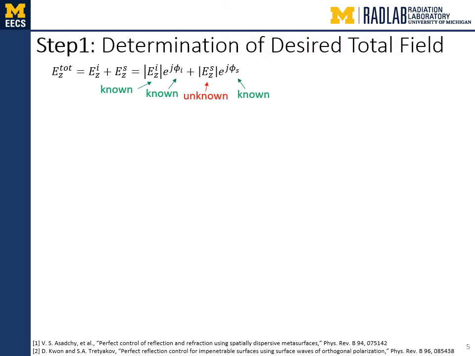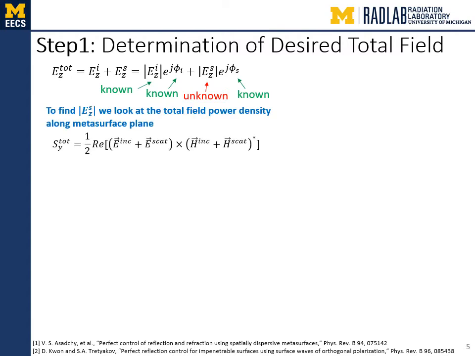In step 1, we determine the desired total electric field. The total electric field can be written as the summation of the incident field plus the scattered field. Since the incident field is known from the specification of the feed, only the scattered field remains to be determined. Since the scattered field phase is stipulated as part of the design, only the scattered field amplitude remains as unknown. To find the scattered field amplitude, we look at the total field power density along the metasurface plane.